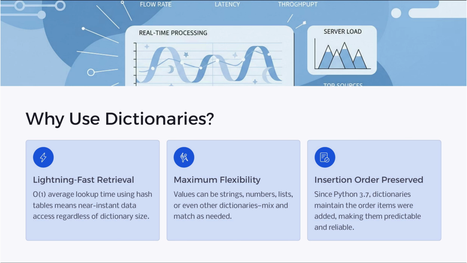They provide maximum flexibility, allowing values to be strings, numbers, lists, or even other dictionaries. Since Python 3.7, dictionaries preserve insertion order, making them predictable and reliable for data management.